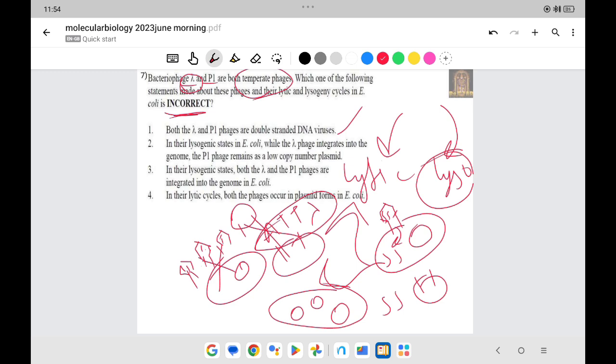It stays outside because it does not have any kind of attachment site or sequence homology. So this is also right. The next one says that in their lysogenic state, both the lambda and P1 phage are integrated into the genome in E. coli. That is wrong. And the last one says that in the lytic cycle, both phages occur in plasmid form in the E. coli. Yeah, in the case of the lytic cycle, it never integrates into the bacterial chromosome because they will not get that much time.